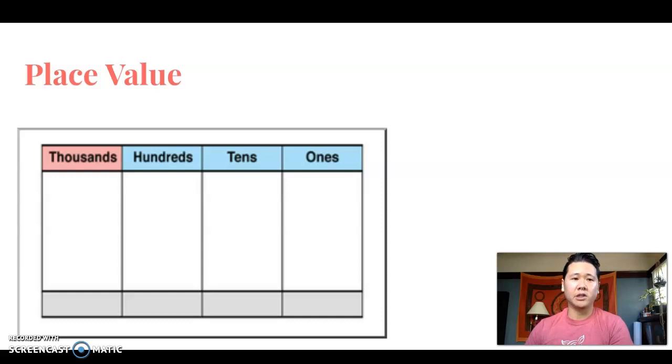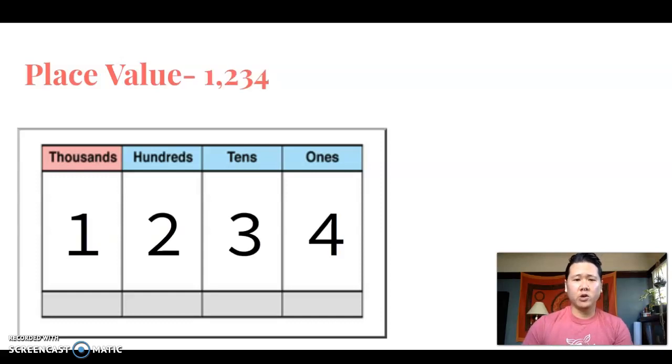The first thing that we have to remember is making sure that we understand our place value. Place value lets us know how big the numbers are, and in this case we're going to use an example of 1,234. Notice the way that I pronounce that is 1,234, 1 being our largest number, our thousands place, because of its place value, where it's positioned in the number.